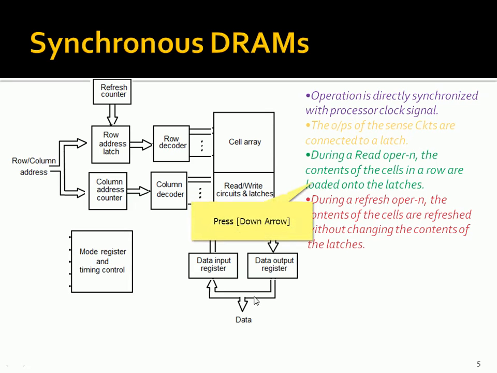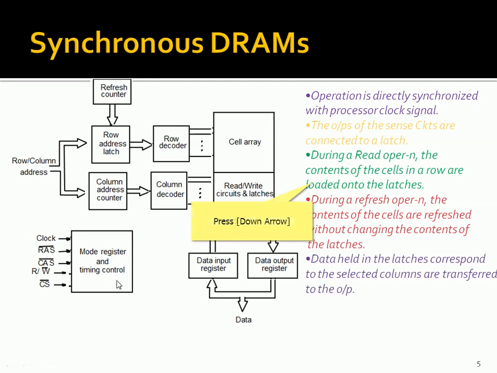So there is a mode register and timing controls. For this entire memory, there are the row address strobe and column address strobe signals, and a clock is fed into this chip. That is the read and write control signal and chip selection control signals. Data held in the latches corresponding to the selected column is transferred to the output.